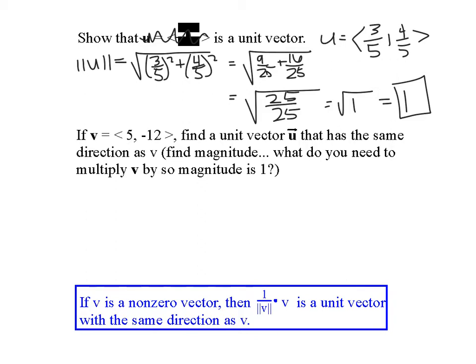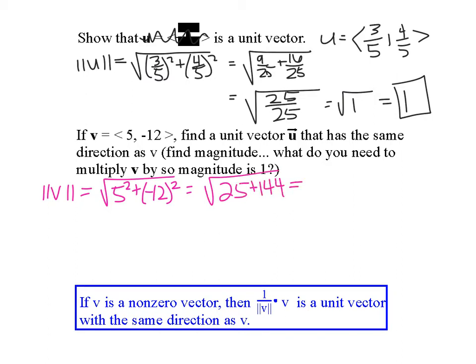Showing that something is a unit vector is pretty straightforward, but what if you're given a vector v and they want you to find the vector u that has the same direction, but is a unit vector? So in order to do that, first, let's figure out what the magnitude of v is. So the magnitude of v is the square root of 5 squared plus negative 12 squared. So that's the square root of 25 plus 144, which is the square root of 169. Oops, which is just 13, not the square root of 13. Okay, so the magnitude of this vector right here is 13.